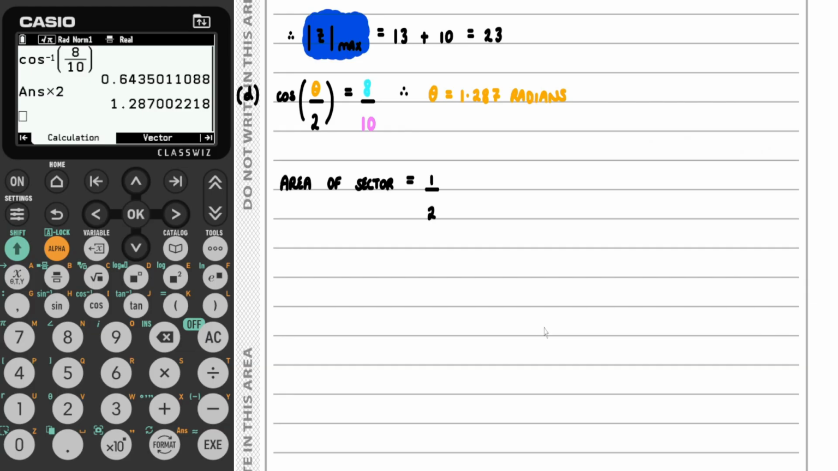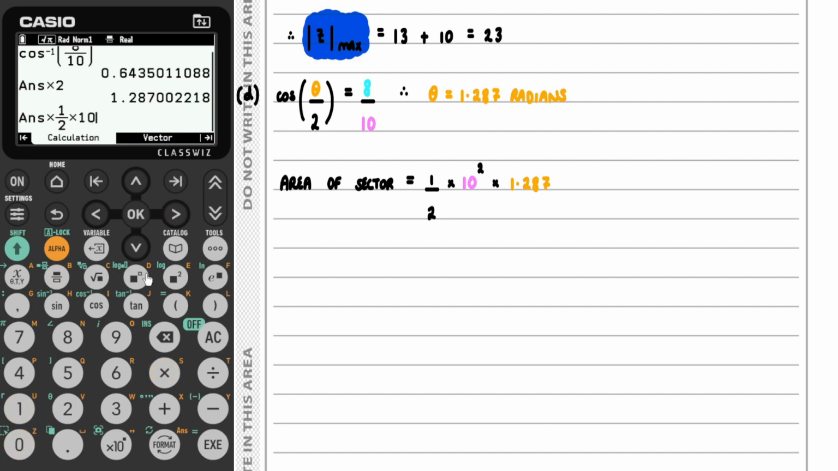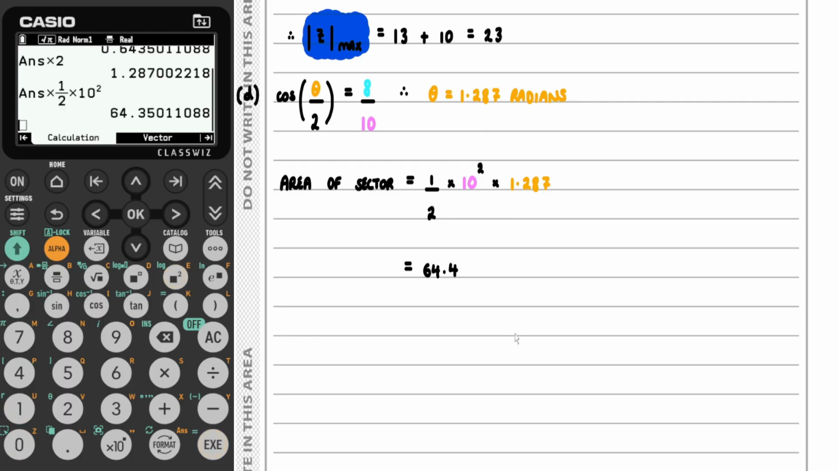So the area of the sector is a half times by 10 squared times by 1.287. So I need to multiply this by 1/2 times by 10 squared, and it turns out we get 64.4.